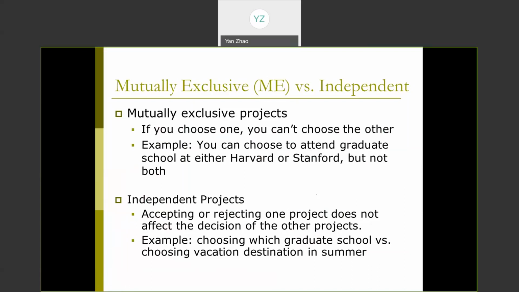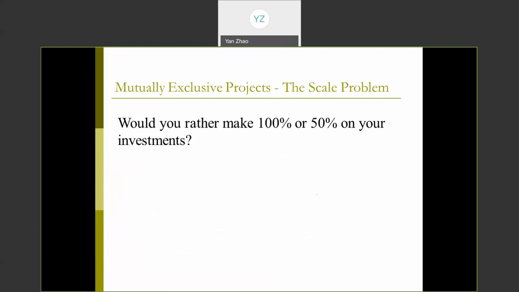So those are mutually exclusive projects. You can only pick one. Independent projects means accepting or rejecting one project does not affect the decision on the other projects. For example, choosing between Harvard and Stanford versus choosing a vacation destination in summer. They are independent projects, right? You can choose Harvard. At the same time, you can choose the vacation destination Disneyland. They are not mutually exclusive. You can do both. So that is called independent projects.